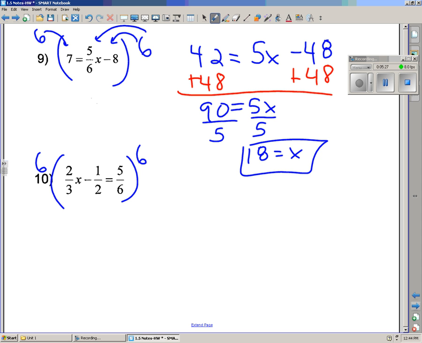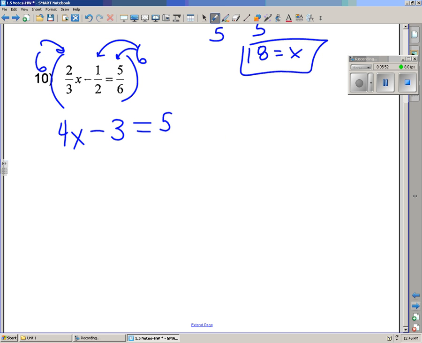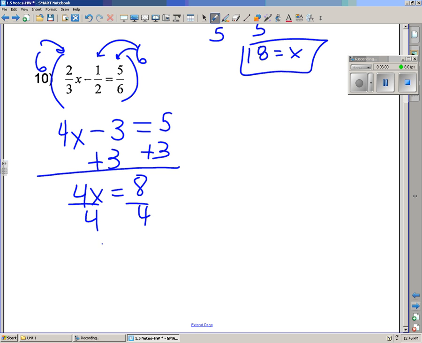For example, 6 divided by 3 is 2. 2 times 2x is 4x. That was this guy. This guy, minus to minus. I can bring that down right away. 6 divided by 2 is 3. 3 times 1 is 3. When I multiply the 6 in by this fraction, 6 divided by 6 is 1. 1 times 5 is 5. There are no more fractions. Life is good. Add 3 to both sides. 4x is equal to 8. Divide both sides by 4, and x is equal to 2.